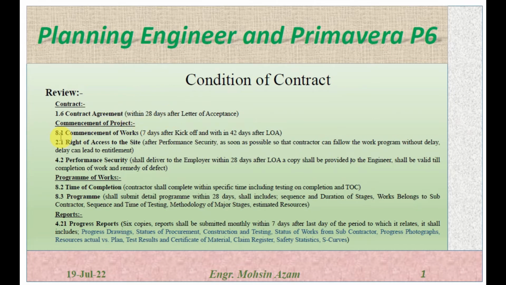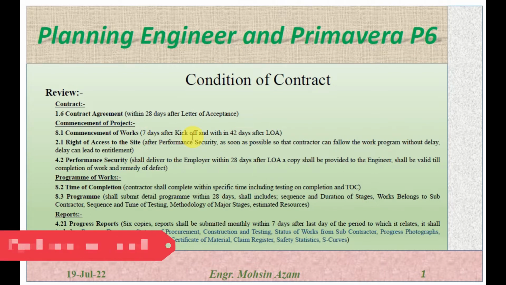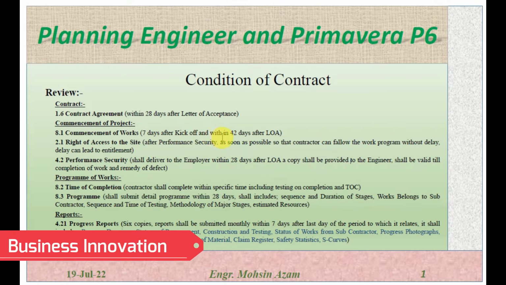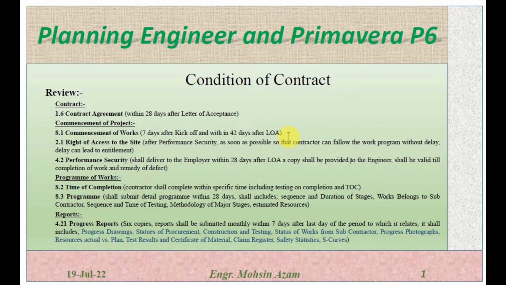Commencement of the project. For the commencement, we have clause 8.1, which is commencement of work. Within 7 days of the kick-off meeting, the contractor should have access to the site for the execution of the project. And within 42 days after the letter of acceptance, or when both parties sign the agreement, the commencement should take place.